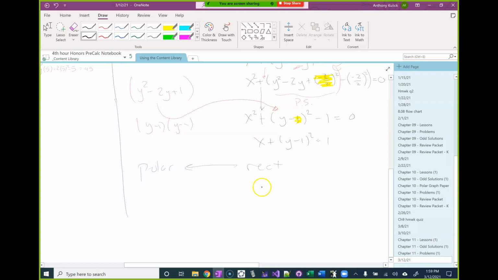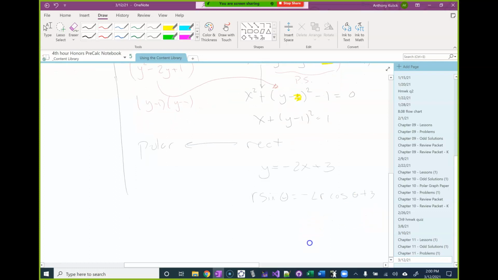So let's say we have something silly. Oh, you want to just give me one? Sure. y equals negative 2x plus 3. Cool. Okay. y is r sine theta. x is r cosine theta. So far, so good.